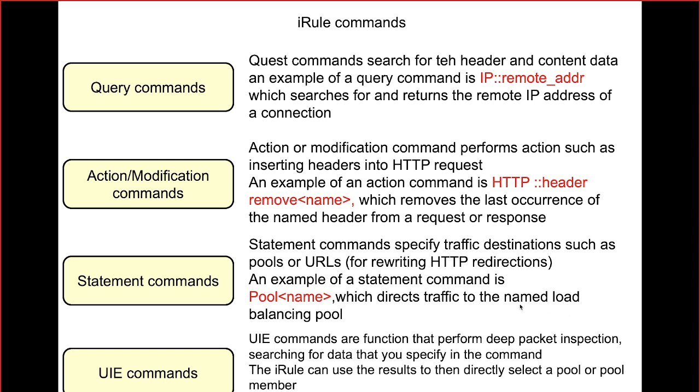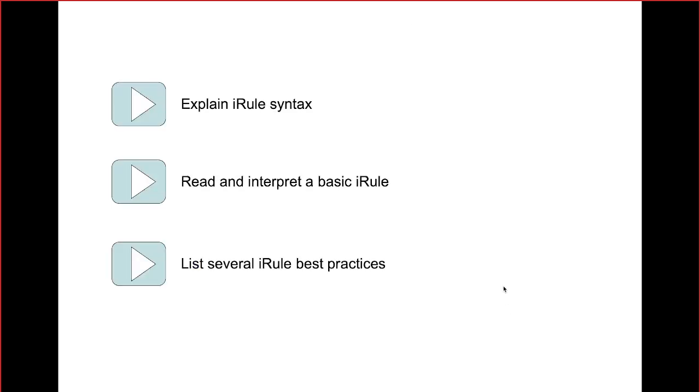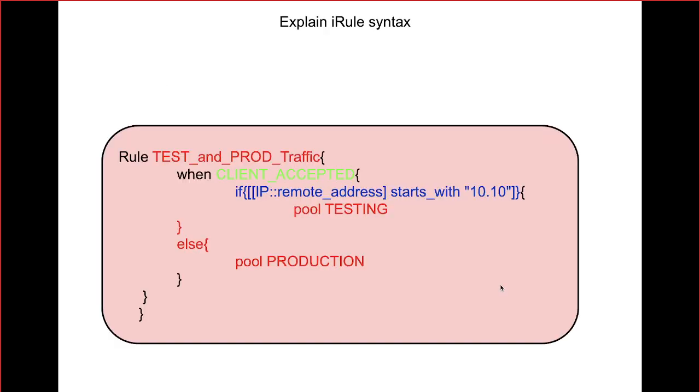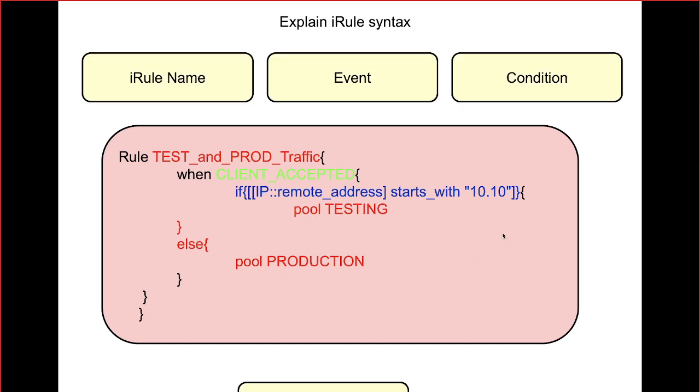Right? So I can decode it. These are all the things that you just need to understand. We will show you a small example of it. This is the sample script we have seen. We are saying if the remote address starts with 10.10, I would like to send it to pool testing, else it has to be sent to production. Right? Name of the rule, name of the event, this is the condition, and this is the action.